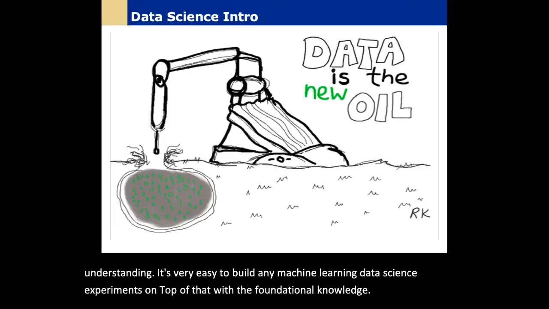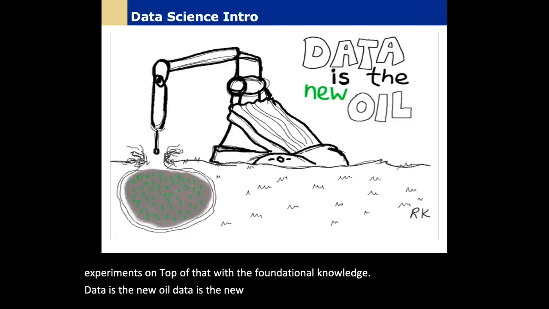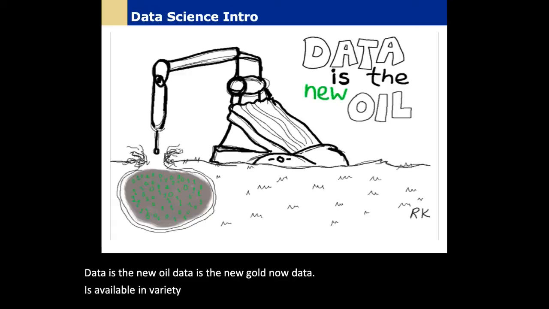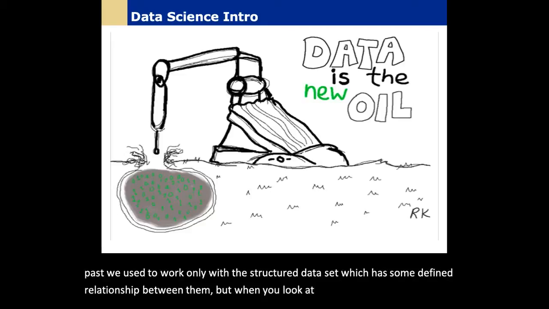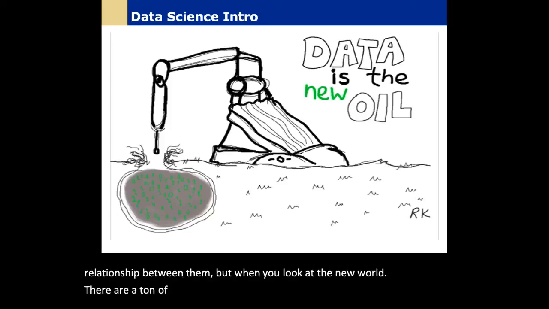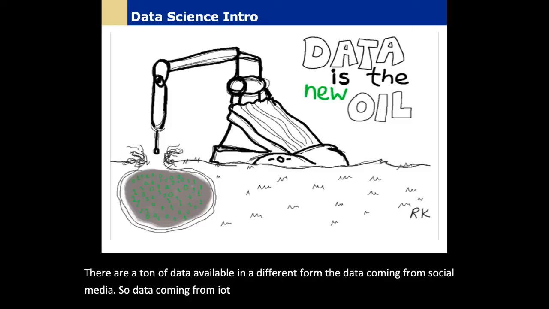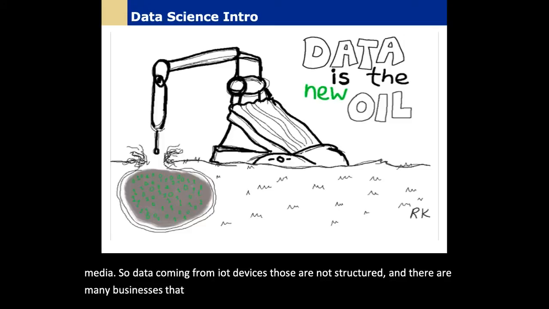Data is the new oil. Data is the new gold. Now data is available in a variety of forms: structured, unstructured, and semi-structured. In the past, we used to work only with structured data sets, which have some defined relationship between them. But in the new world, there is a ton of data available in different forms. The data coming from social media and from IoT devices is not structured, and there are many businesses that were recently founded on leveraging data.